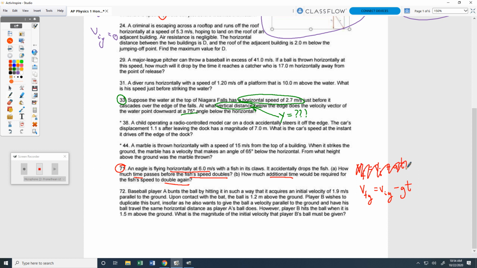We can't use this without putting little subscripts on here. Or we use the idea that Vx is x over t, and in that case, to find time, I would need to know horizontal displacement. So I highly doubt we're using that. We're going to end up using this equation. So let's get to an actual setup for this.